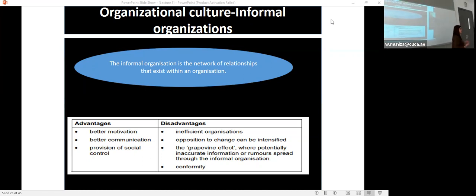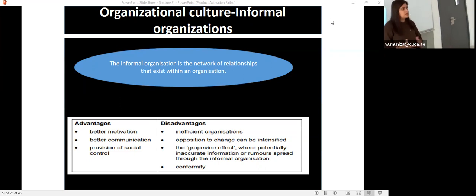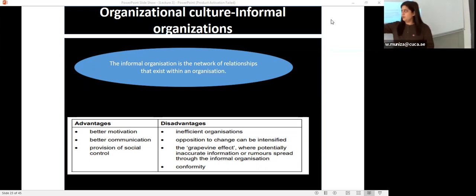In the formal structures, the employees may hesitate to communicate. They may hesitate to put up their issues. They will be hesitating to address their concerns. But in the informal network, it becomes easy for them to communicate their ideas and their issues with any person in the informal network.